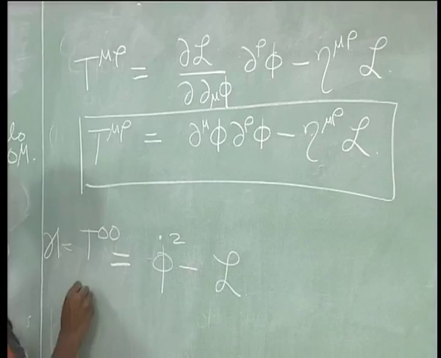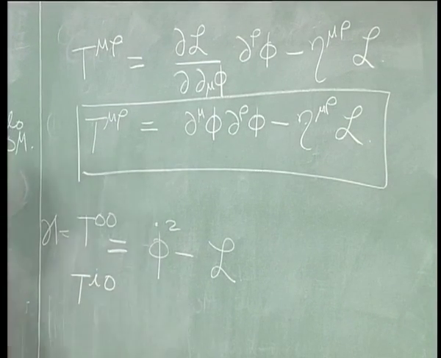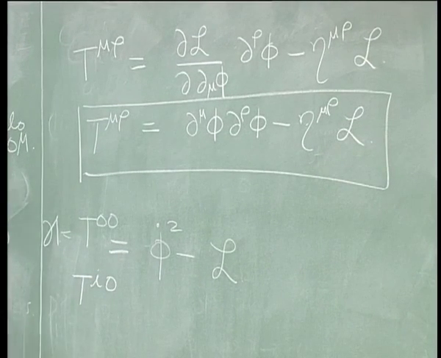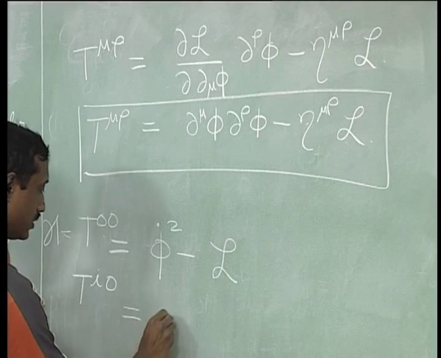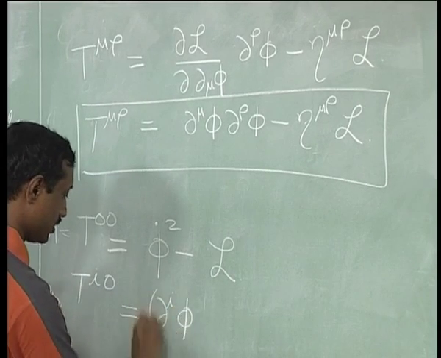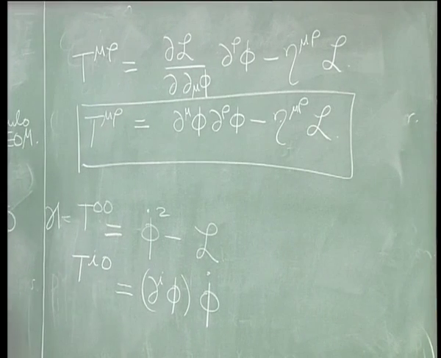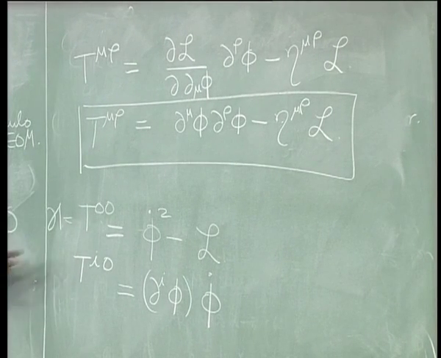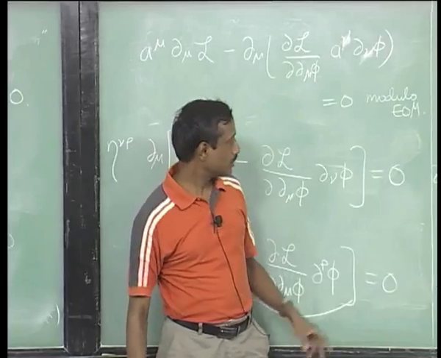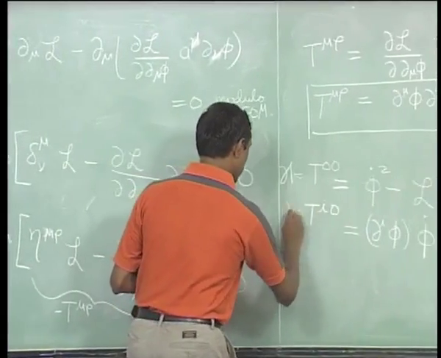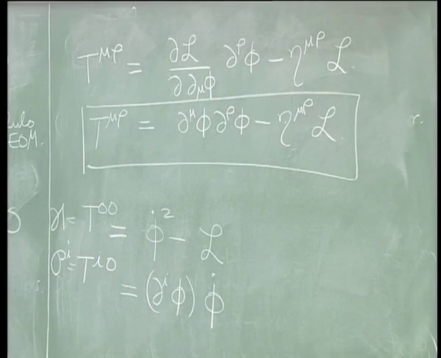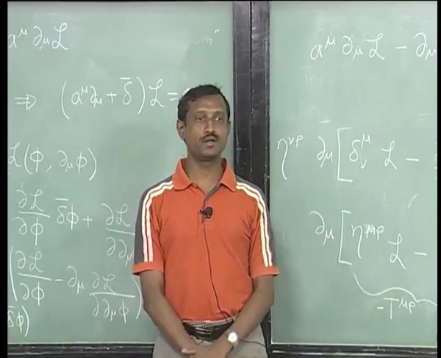So let us look at T I 0. T I 0 will be just d I phi into phi dot. Okay, I just stop here. So these would be the charges, conserved charges. So this is what I would call P I. Okay, so we will continue next time, we will look at this a little bit more.